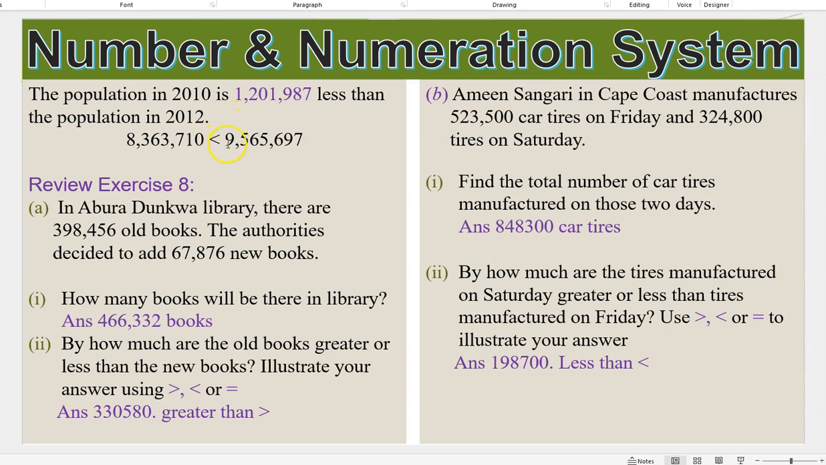So the symbol will always bite or face towards the bigger number. And that is the review exercise. These are the questions, these are the answers I have provided.